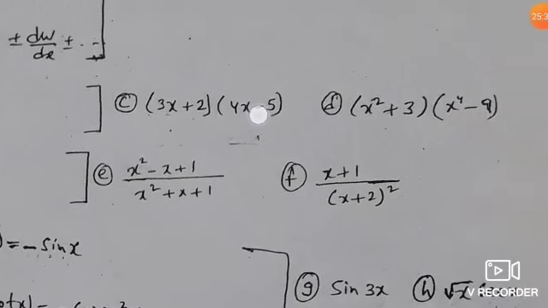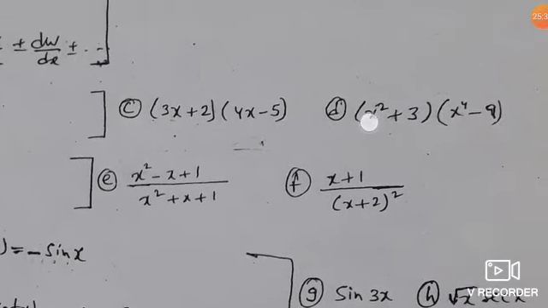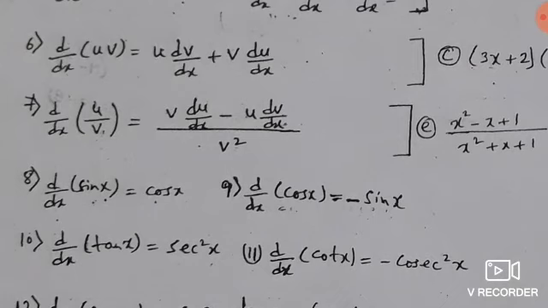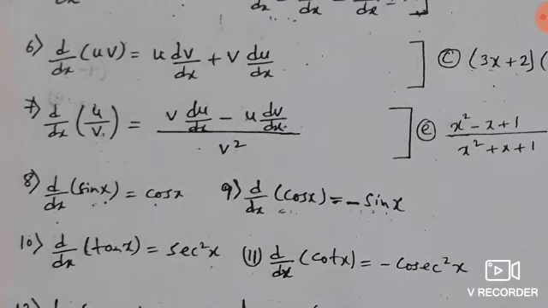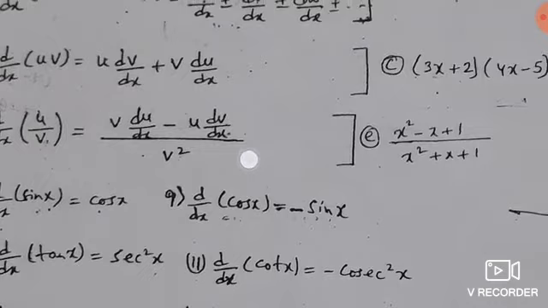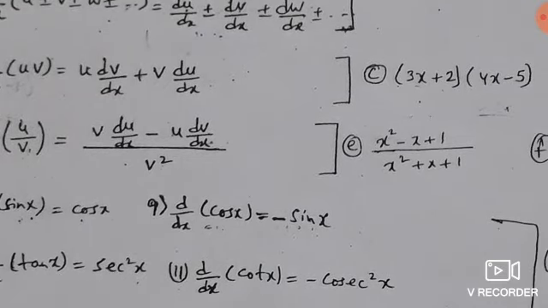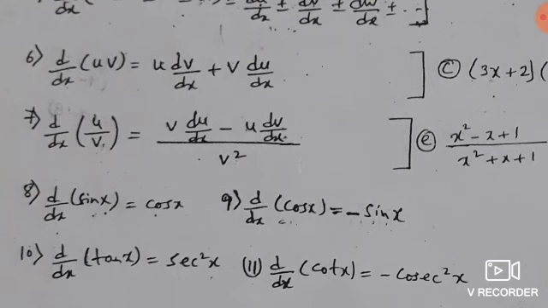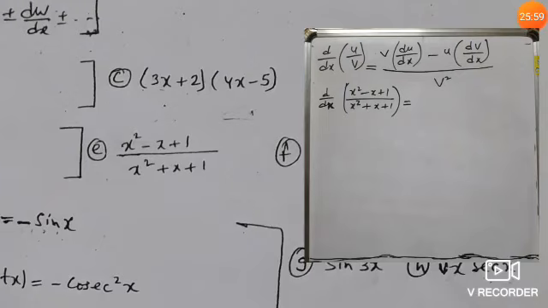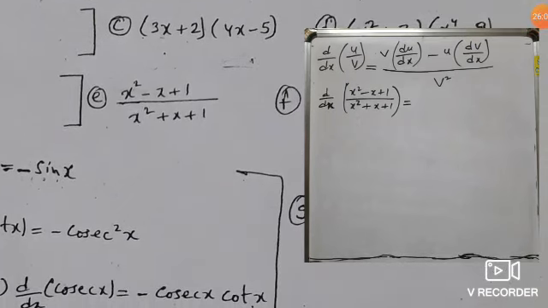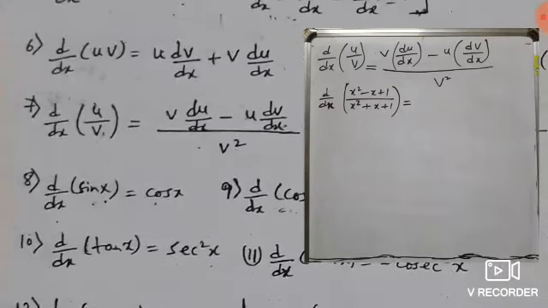So I have done C. You try to do number D. Now let us see formula number 7, d/dx of u by v. This is u v multiplication, this is u by v division. This will give this formula, and we can see with the help of this example how to solve this. So let us come to the blackboard. Let us solve problem number E with formula number 7.